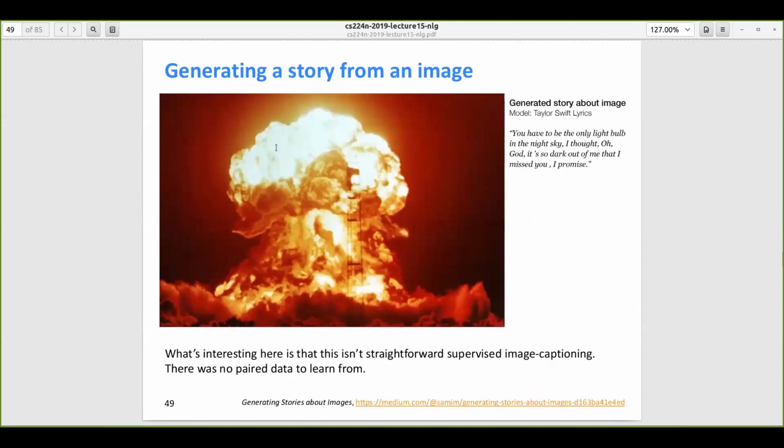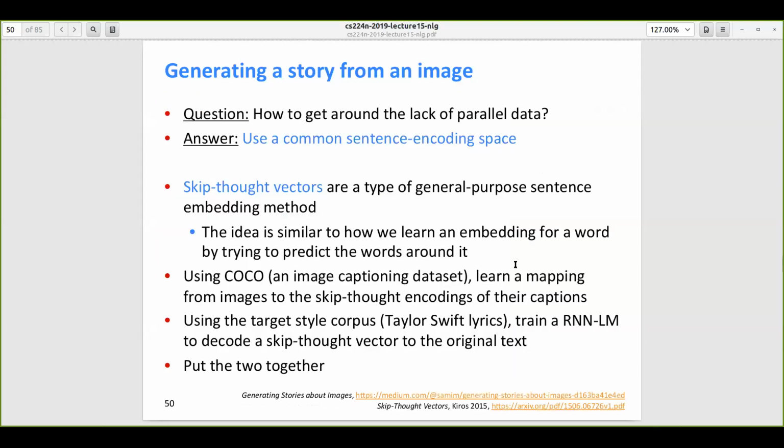So here's an example. The model is given an image and then it has generated this text. So this is the image and it says, you have to be the only light bulb in the night sky. I thought, oh God, it's so dark out of me that I missed your promise. So what exactly is happening here? So this image is generated from this model.